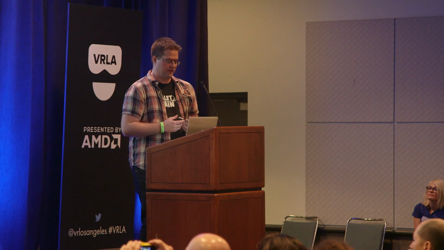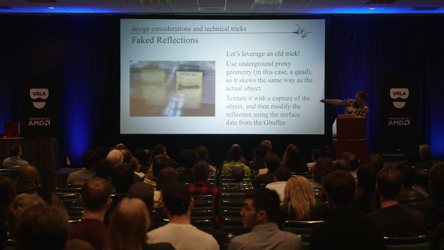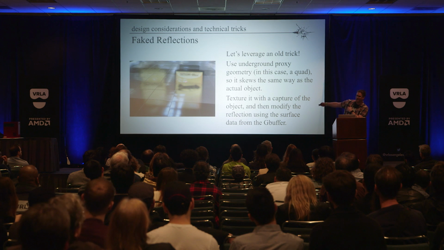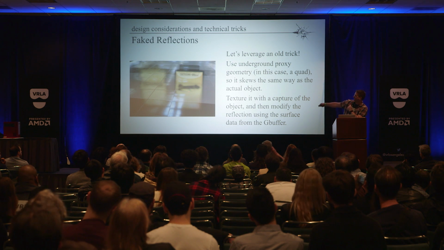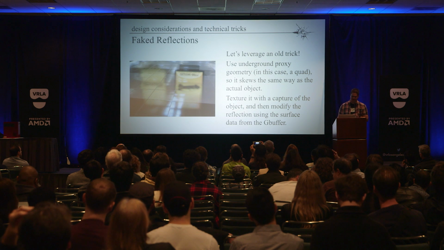So we leveraged an old trick, which is to use underground proxy geometry. In this case, we just put a textured quad sticking through the floor directly, and that gives you this really nice reflection. It's a little bit blurred because it's a lower resolution texture, and that looks all right if you just leave it like that. But one of the things that really made it more visually interesting is when it gets messed up a little bit because the surface isn't flat. It's got little crevices and tiles and stuff in it.